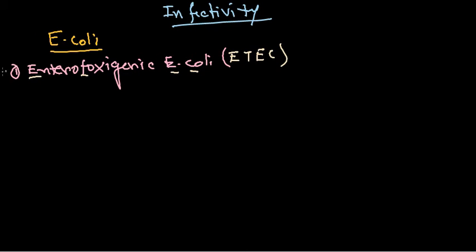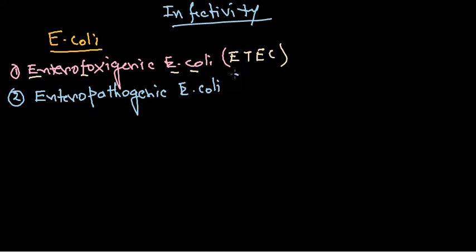Now the second type of E. coli that we know is enteropathogenic E. coli. So let me write enteropathogenic E. coli. Now let us write the terms. Here it is E, here it is P, then we have E and C. So EPEC, it will be termed as EPEC, enteropathogenic E. coli.